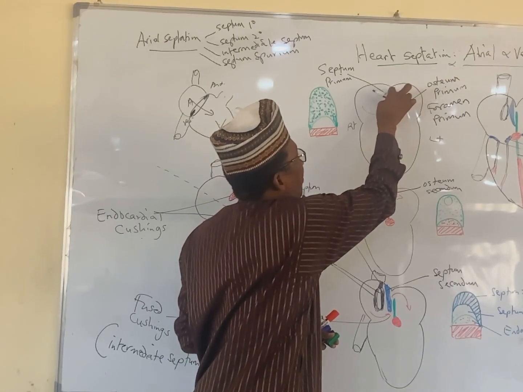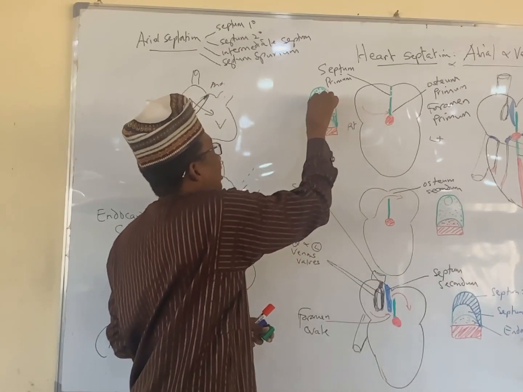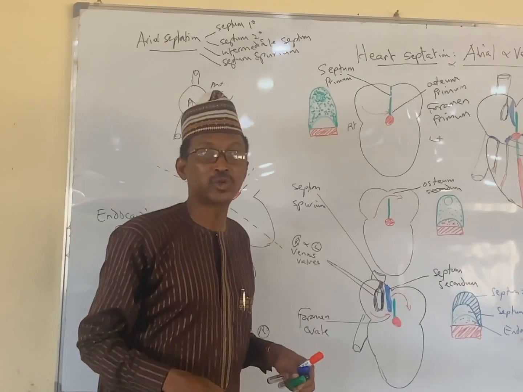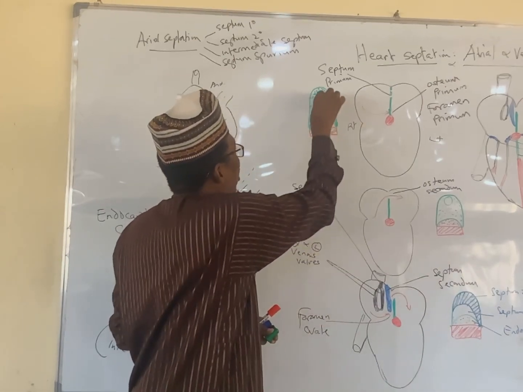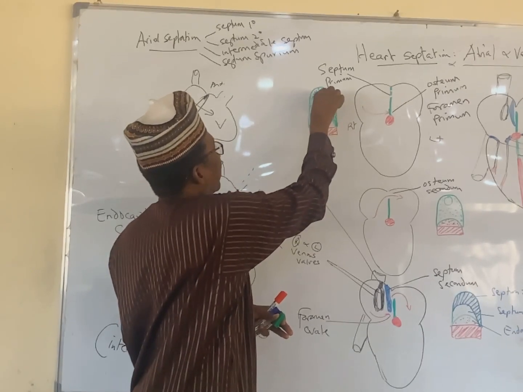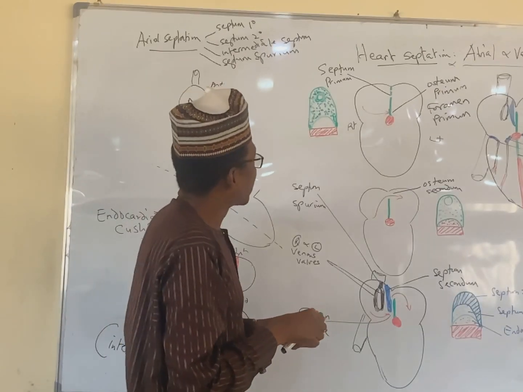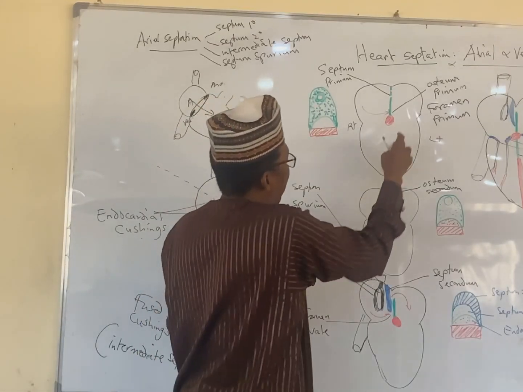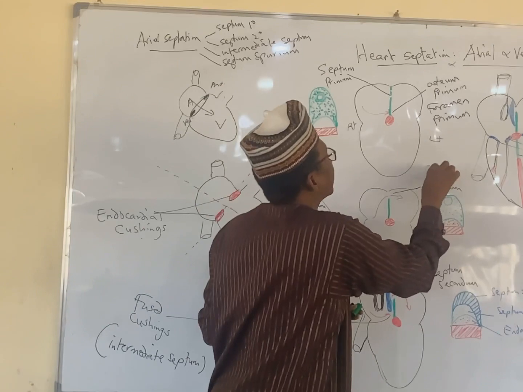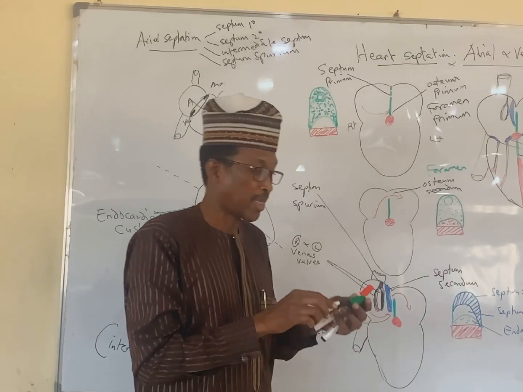From the upper part of this septum primum, some spaces, lacunae, also tend to develop. Finally, these lacunae tend to coalesce together until they form a small foramen here in the upper part of the septum primum. You get it? So here you have an opening, what you call ostium secundum or foramen secundum. You can either call it foramen secundum or ostium secundum.